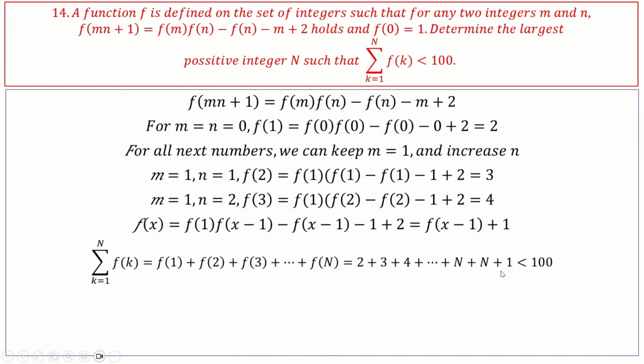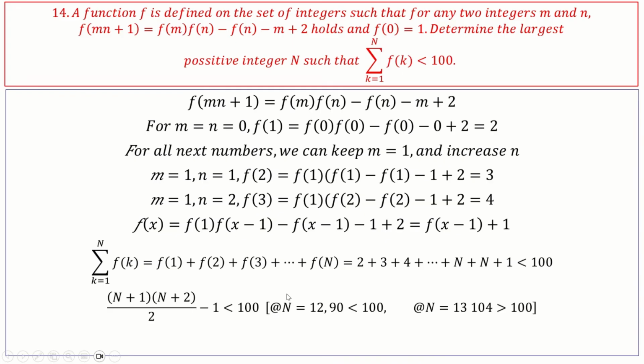2 plus 3 plus 4 up to n plus 1. Remember, this n plus 1 should be less than 100. What is the sum of all this? You can use n into n plus 1 by 2, and here the maximum number is n plus 1. So n plus 1 into n plus 2 by 2. 1 is not there, so minus 1 you can do. So n plus 1 into n plus 2 divided by 2 minus 1, which should be less than 100.